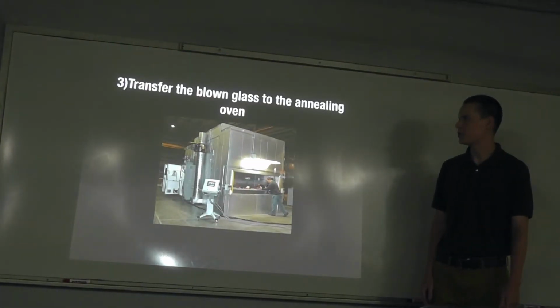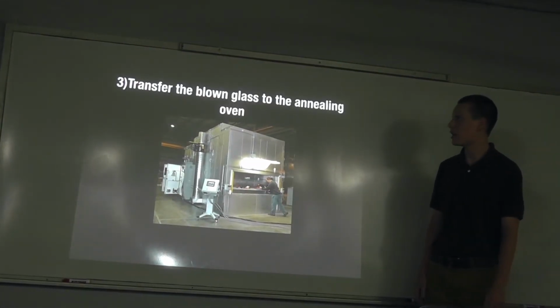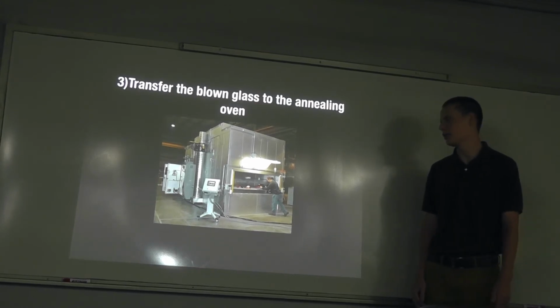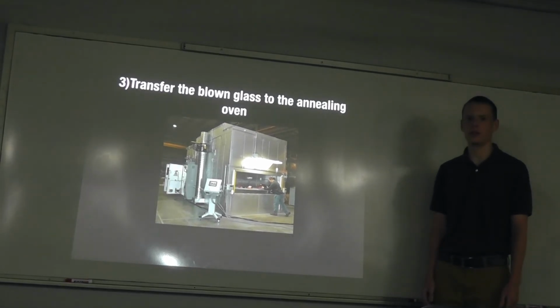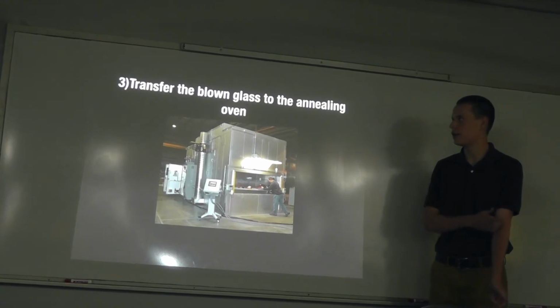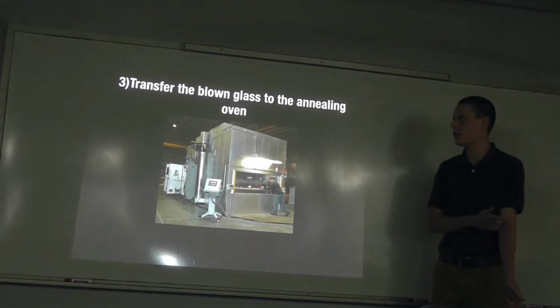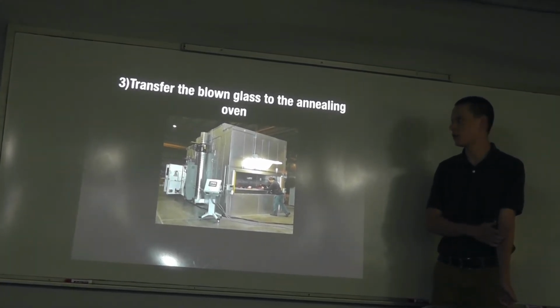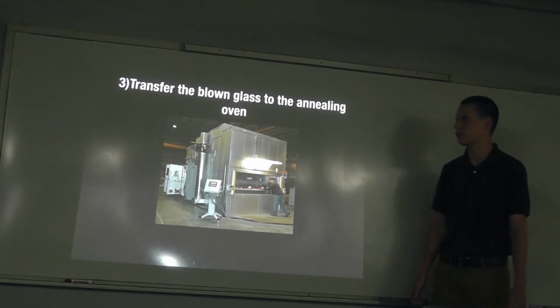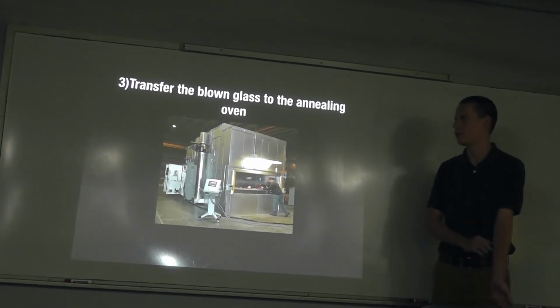And the next step is they need to take the blown glass that's not on the pipe to the annealing oven. When they put it in, the annealing oven is set to 960 degrees Fahrenheit. And then over the course of 14 hours, they gradually cool it down, because if they cool it down too fast, it'll crack and break.